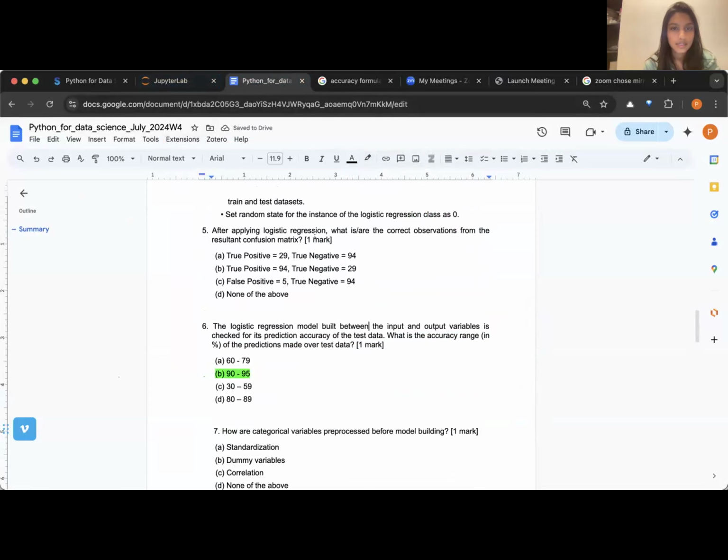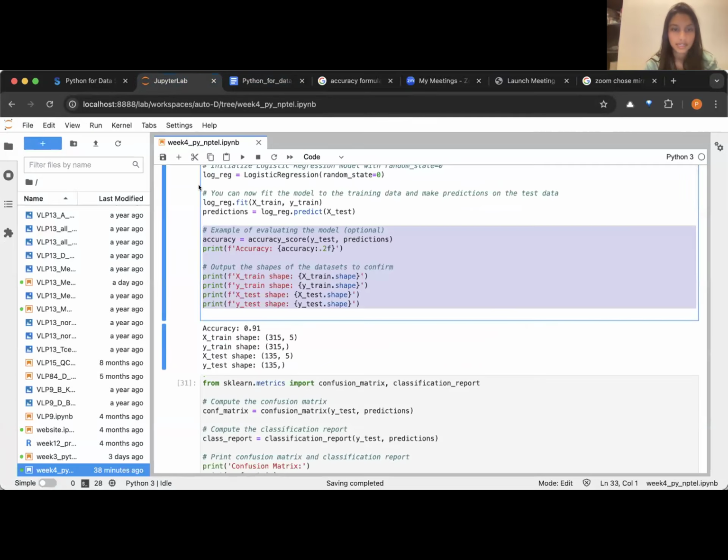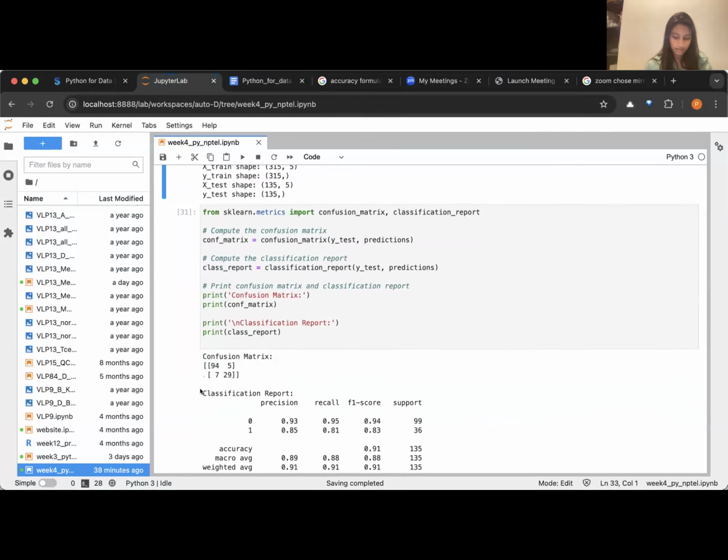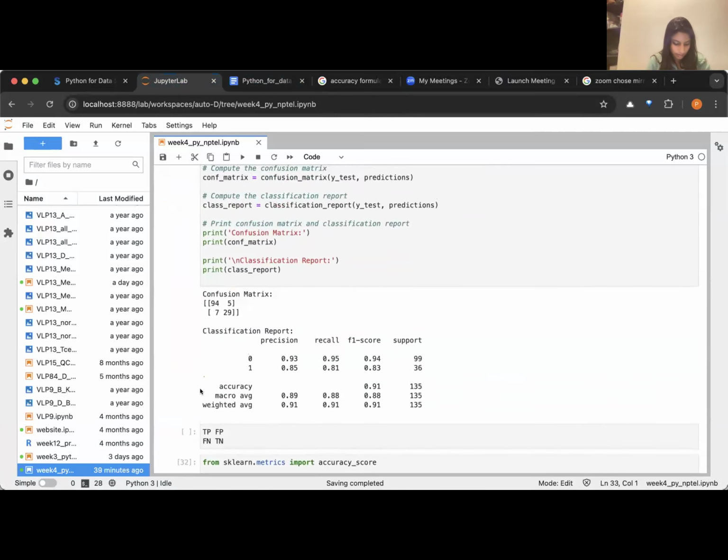Accuracy is done, but next one, confusion matrix. We are doing it. So this is the confusion matrix. What does this tell you? True positive is 94. True negative is 29. False positive is 5. False negative is 7. Right?